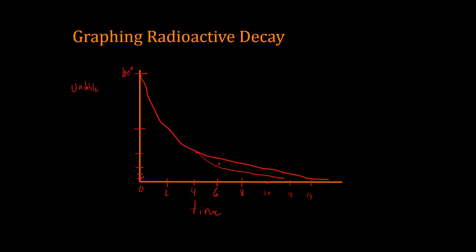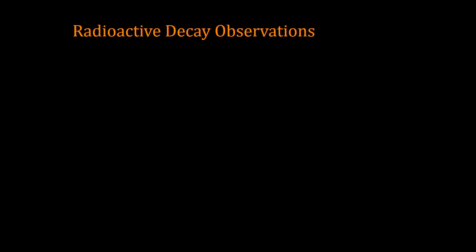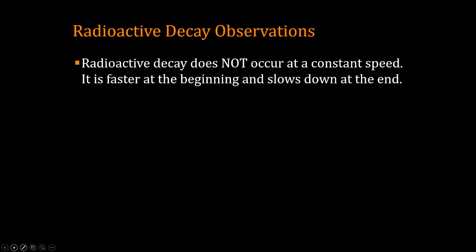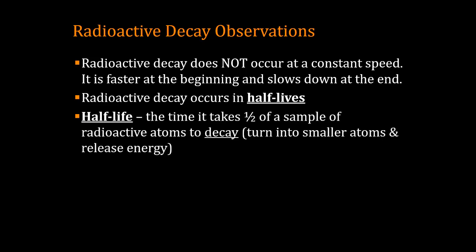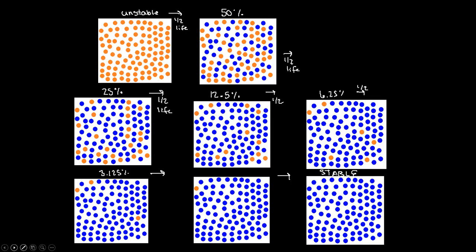But this curve is getting less steep as we go through time because there's less stuff to decay, but only half of it decays every half-life. So radioactive decay does not occur at a constant speed. It's faster at the beginning and slows down. It occurs in half-lives, so only half of the unstable matter decays every whatever half-life it is. And so a half-life is the amount of time it takes for half of a sample to decay, that is, to change into smaller or less energetic things.